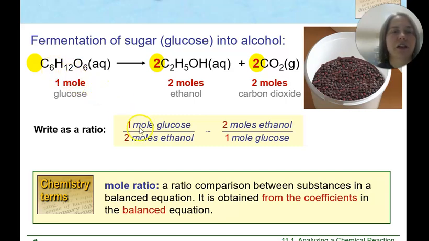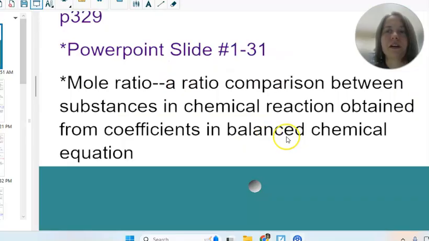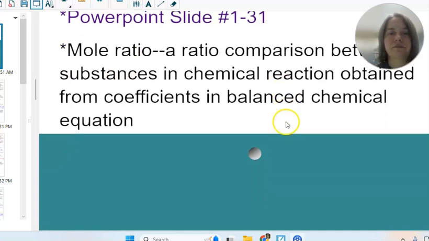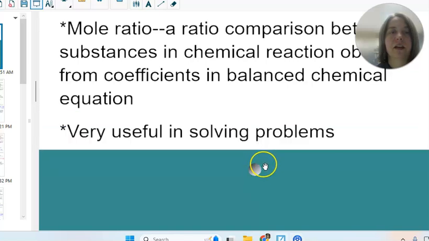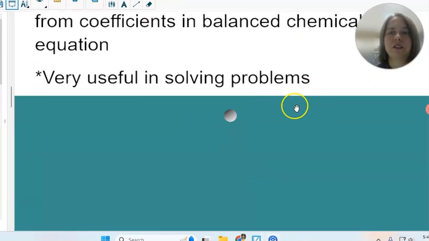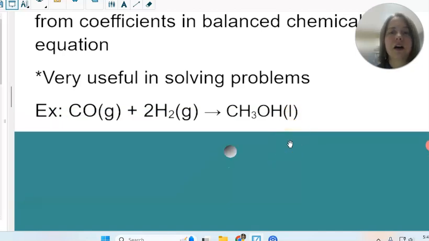So that seems like a great place to head back over to our notes. Okay, please write this down. A mole ratio is a ratio comparison between substances in a chemical reaction, and it's obtained from the coefficients in a balanced chemical equation. It's very useful in solving problems. I'm going to move the frame over. Great, that's a little more centered. So please write down this equation.